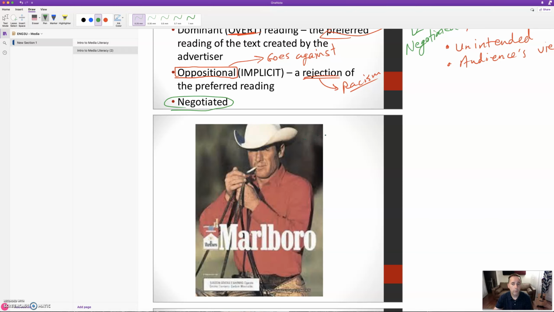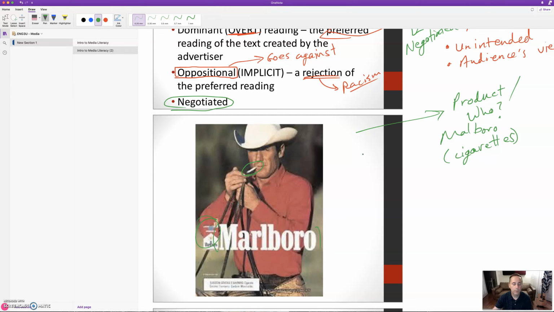Alright, what is our product? The product. Who is the advertiser? Well, yeah, should be pretty obvious. We have Marlboro, and they are selling us cigarettes. Alright, how do I know that? Well, he's smoking a cigarette. Got a cigarette box here, and you got their name.